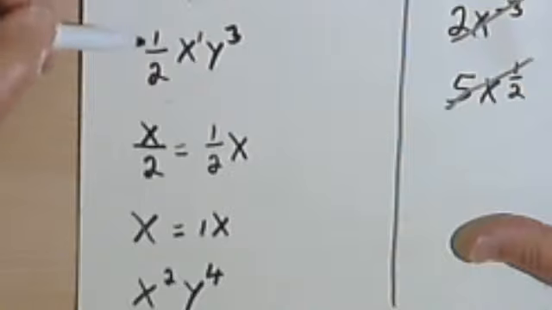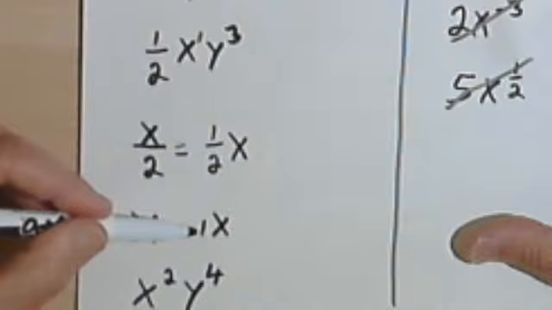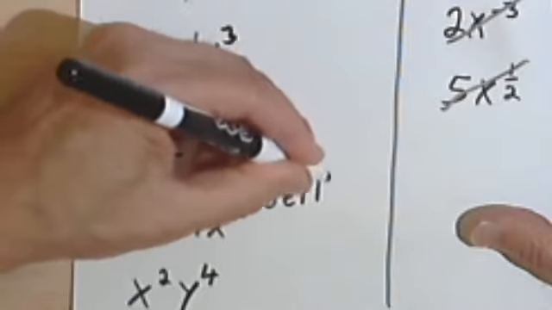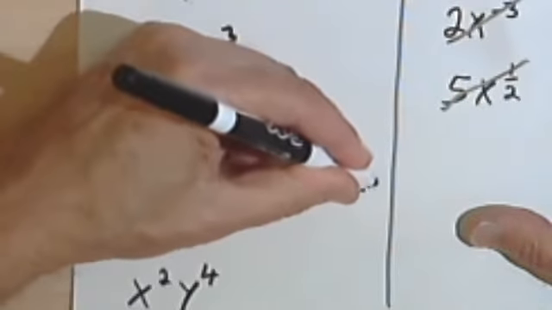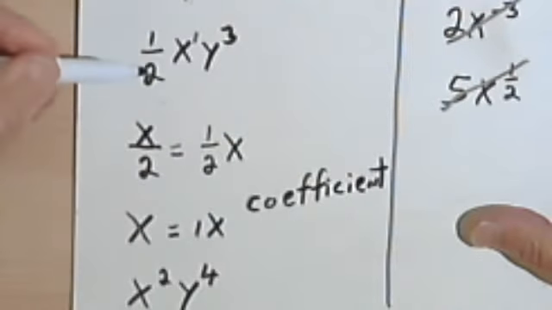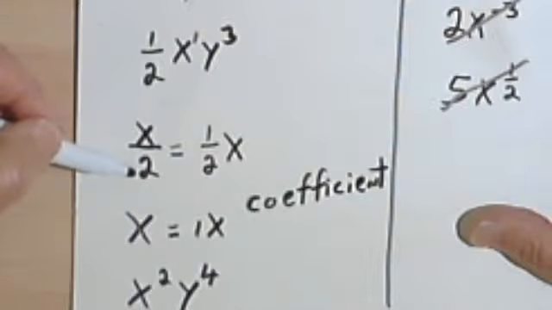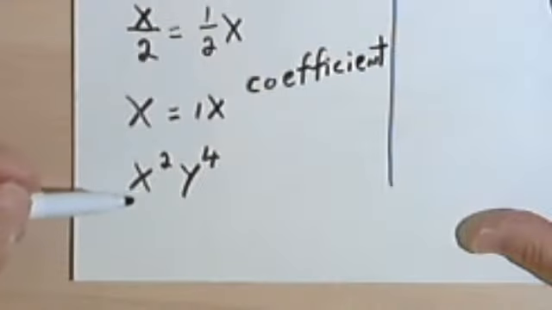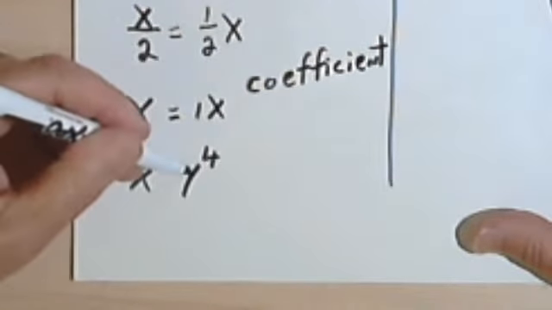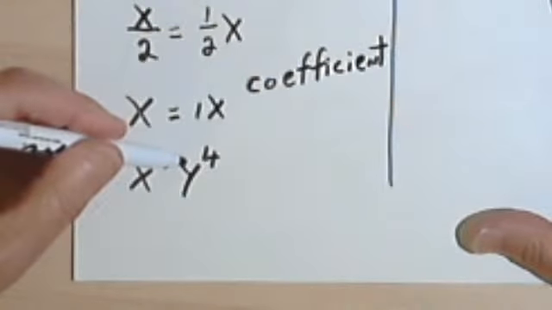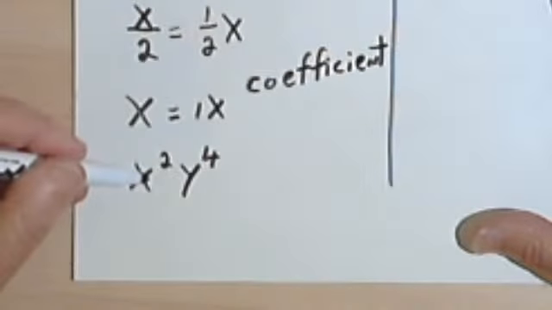The number part of the monomial, the 3 or the 1/2 or the 1, is called a coefficient. Okay, so a coefficient is an actual number, not a variable. This is a monomial also. I've got an x squared and a y to the fourth. Both of them have positive whole number exponents. So this is a valid monomial.